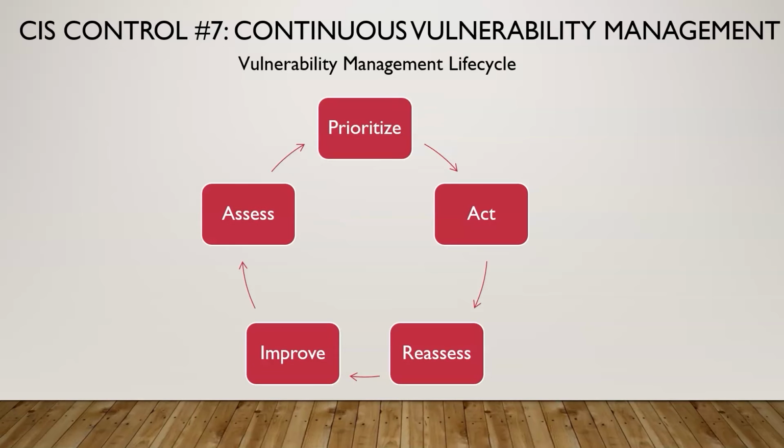CIS control number 7 is continuous vulnerability management. So organizations need to develop a plan to continuously assess and track the vulnerabilities of their enterprise assets as well as applications, and work to identify, prioritize, and also remediate those vulnerabilities. Now, remediation could be putting additional security controls in place to try to mitigate or reduce the risk from that vulnerability. It could include patching. Depending on the organization's risk appetite, it could also include just accepting the risk of that particular vulnerability.